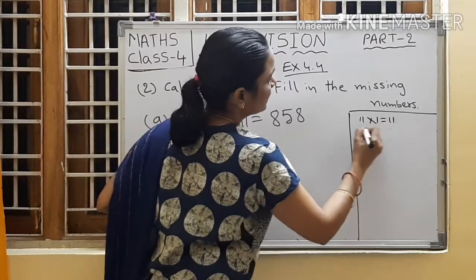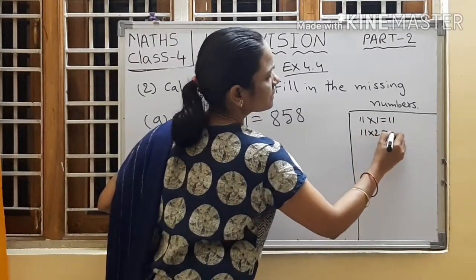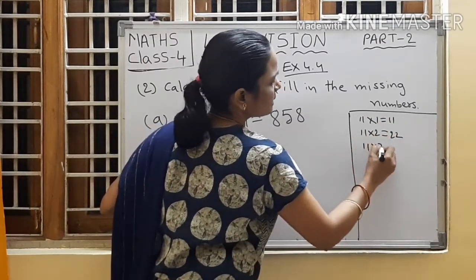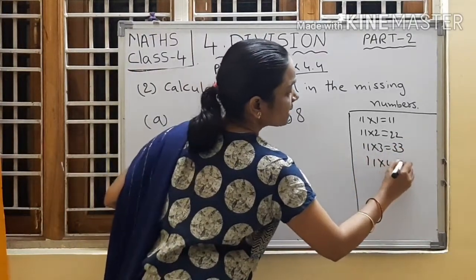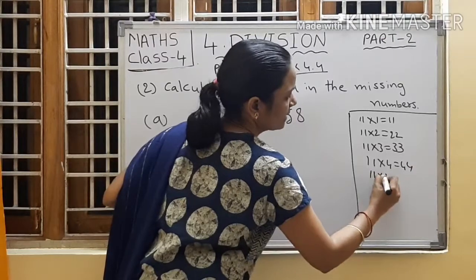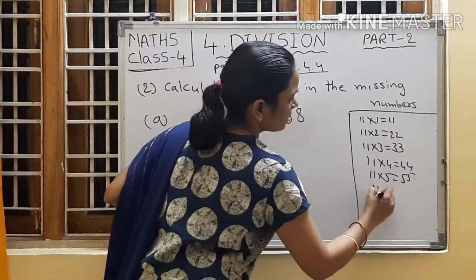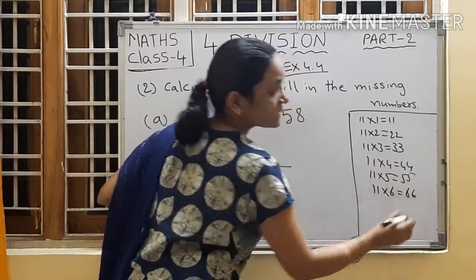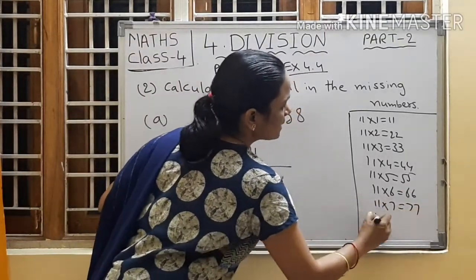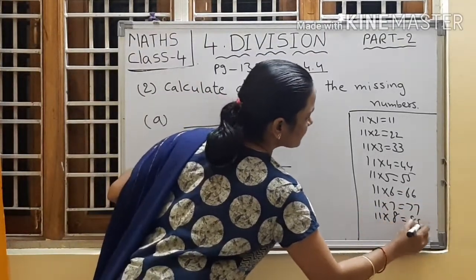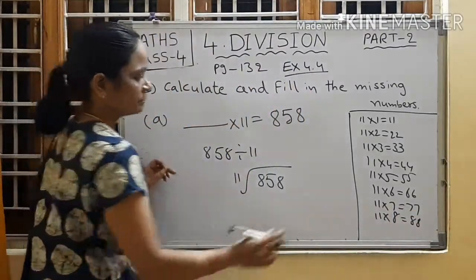11 ones are 11. 11 twos are 22. 11 threes are 33. 11 fours are 44, 11 fives are 55, 11 sixes are 66, 11 sevens are 77, 11 eights are 88.